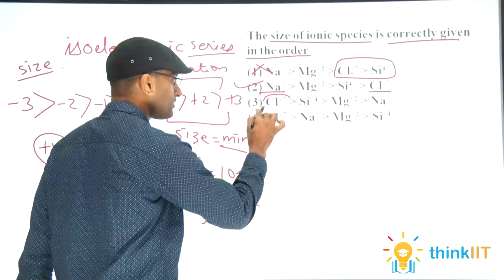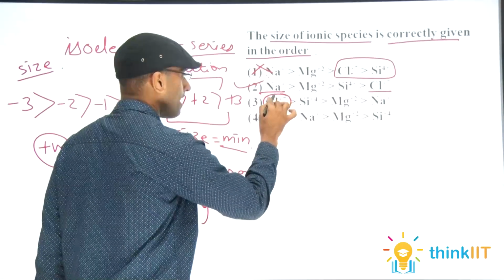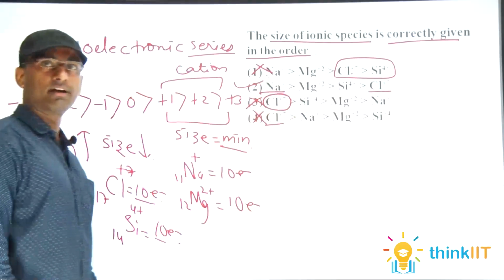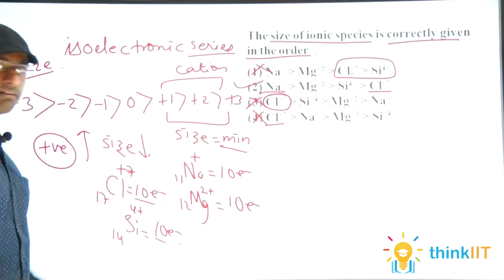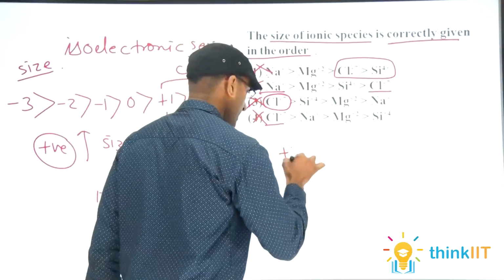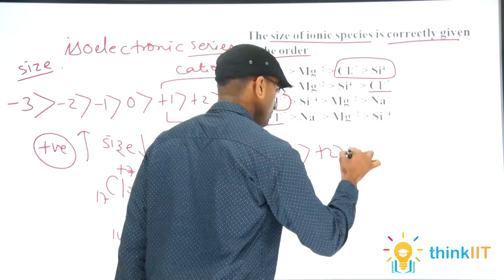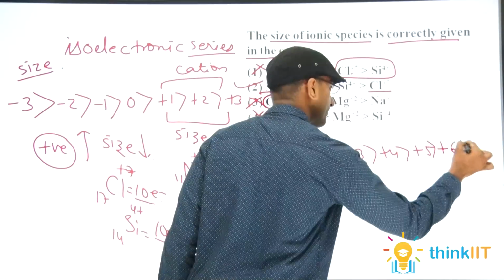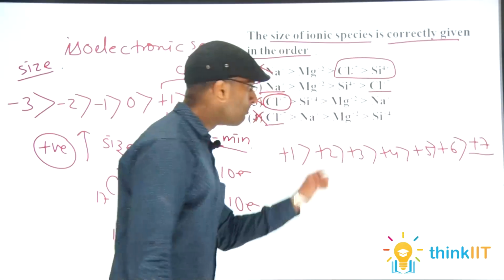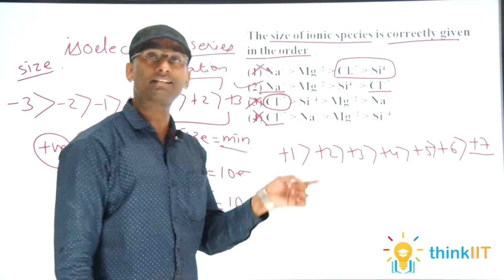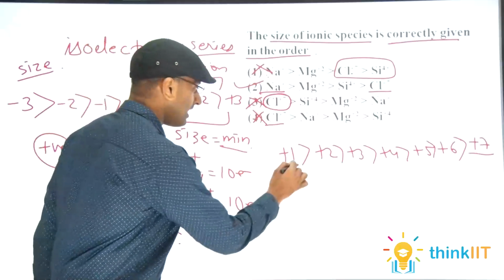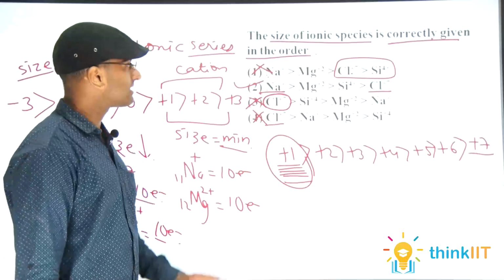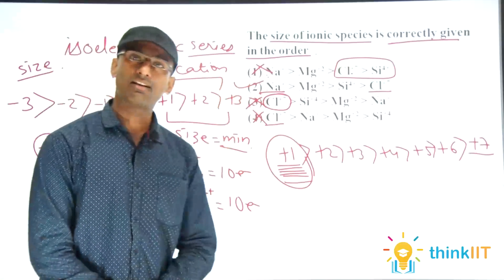More the positive charge, maximum size is not possible here. Same here. Both of these are wrong. Clear? So this is the perfect order. We may also write it as +1, +2, +3, +4, +5, +6, similarly +7. So the maximum +7 charge is there, it has the minimum size. The lesser the positive charge, the more the size. So this is the order. The second option is correct here. Thank you, student.